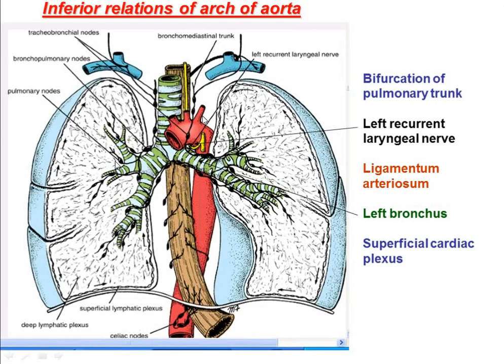There's the right lung, there's the left lung, a coronal section through the lungs to show you the relations of the aorta. There's the arch of the aorta, and you can see these are the relations going to be towards the mediastinal surface of the left lung. So these form the inferior relations of the arch of aorta, and that includes the bifurcation of the pulmonary trunk and the left principal bronchus.